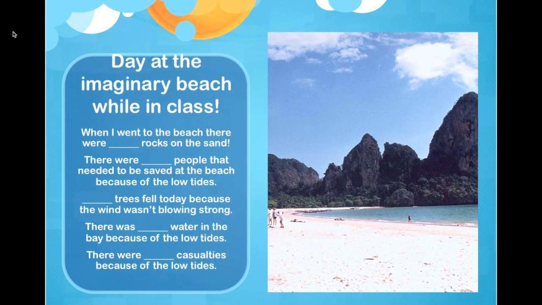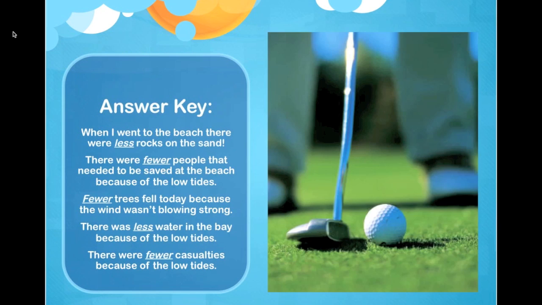Okay, assuming that everybody has now finished, I'm going to flip to the answer key. So, hopefully you'll have enough time to write down the answer. The answer key. When I went to the beach, there were fewer rocks on the sand. Congratulations. I mean, if you're one of those people that just go to the beach and count out all the sand, that's fine with me, but honestly, I thought this question would be common sense. There were fewer people that needed to be saved at the beach because of the low tides. Fewer, meaning that there were fewer people that they had to count for casualties at the beach.